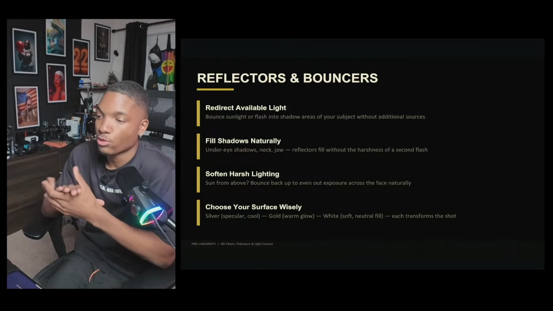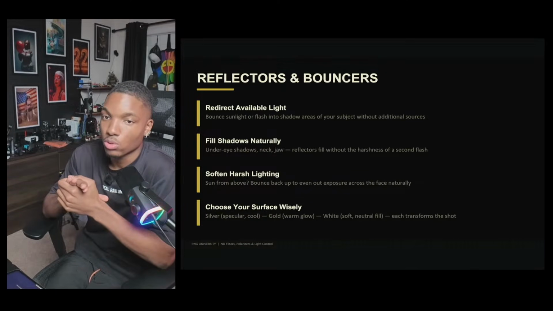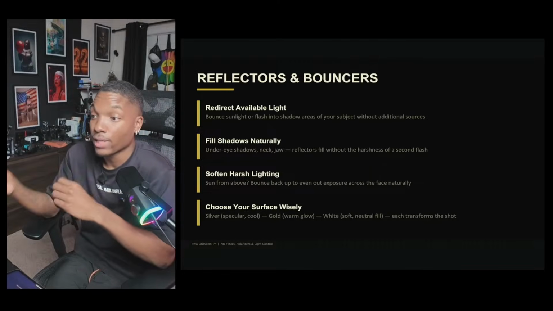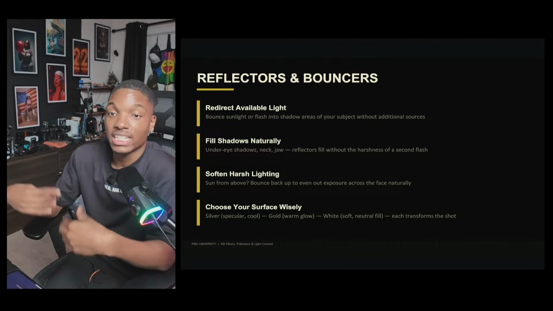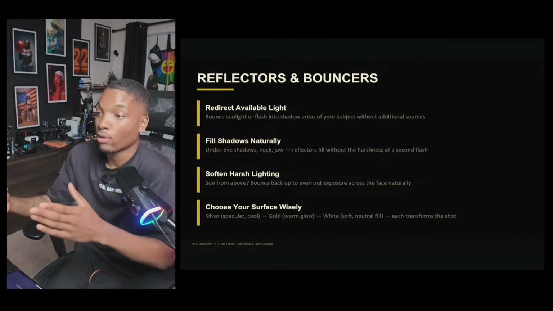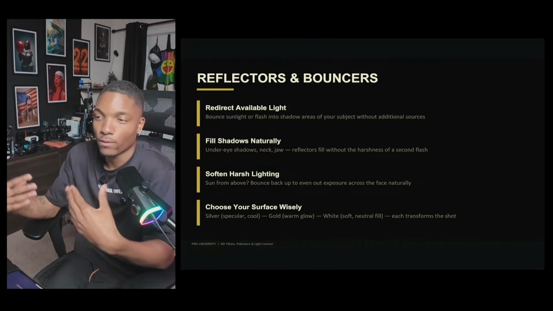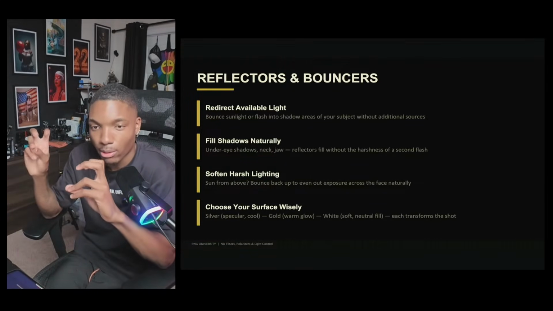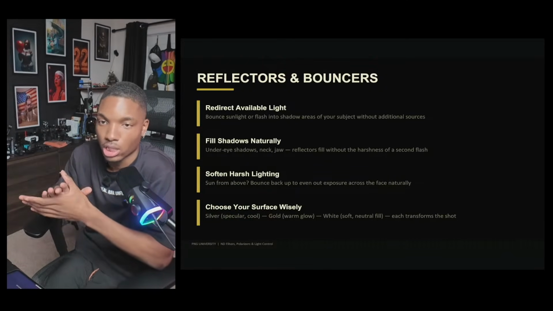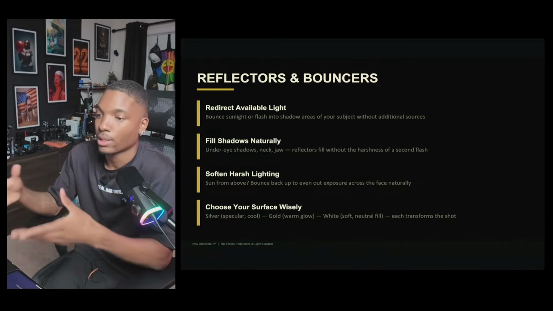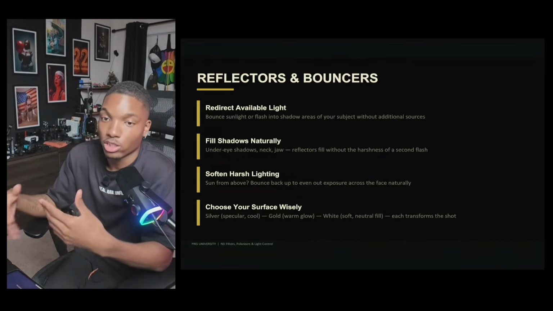And you have to choose your surface wisely. If you use the reflector with silver, you're going to get a more intense light coming off. If you use gold, then gold will give you more of a warm, golden hour feel. You can use that in studio or on location, however, to redirect that light to where you want it to be.